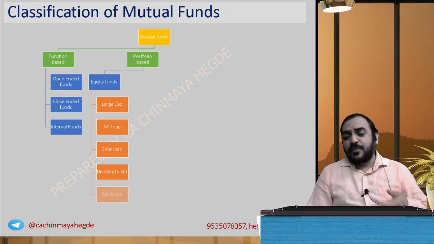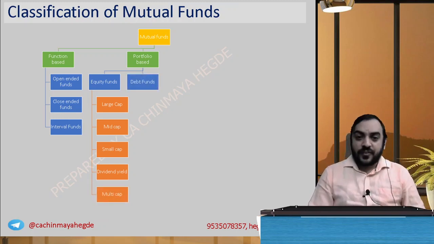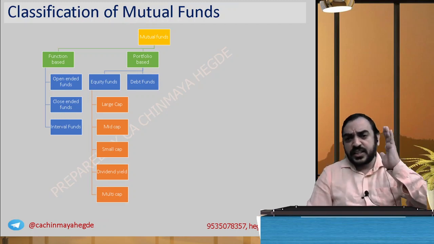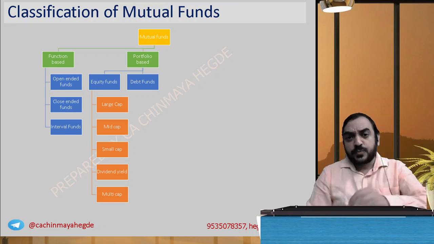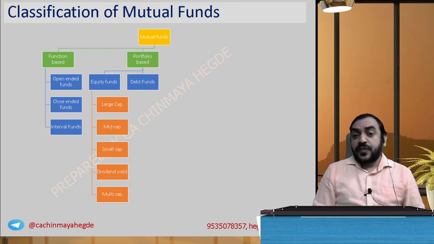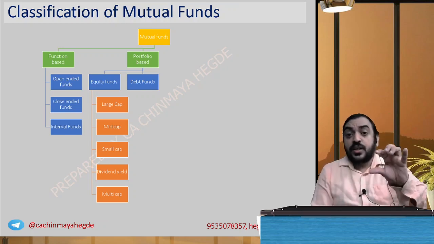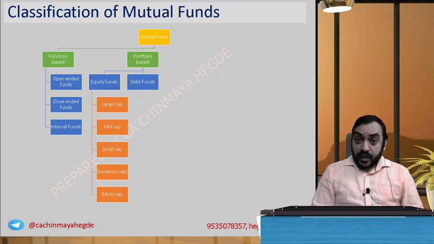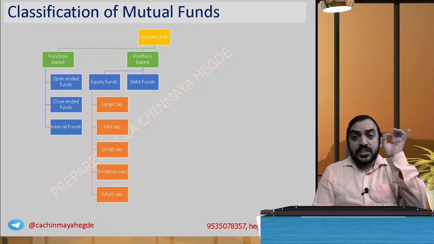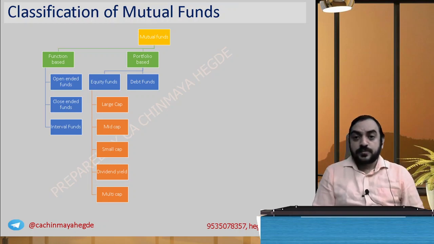We also have other types like dividend yield funds, value fund, contra fund, various types are there. But please try to remember these funds at least: large cap, mid cap, small cap, multi-cap, flexi cap. These are equity funds, and when you design the scheme, the objective must mention your target, and later you cannot change it. Once you say it's a large cap fund, it should always be invested in large caps. You can't move to mid cap.